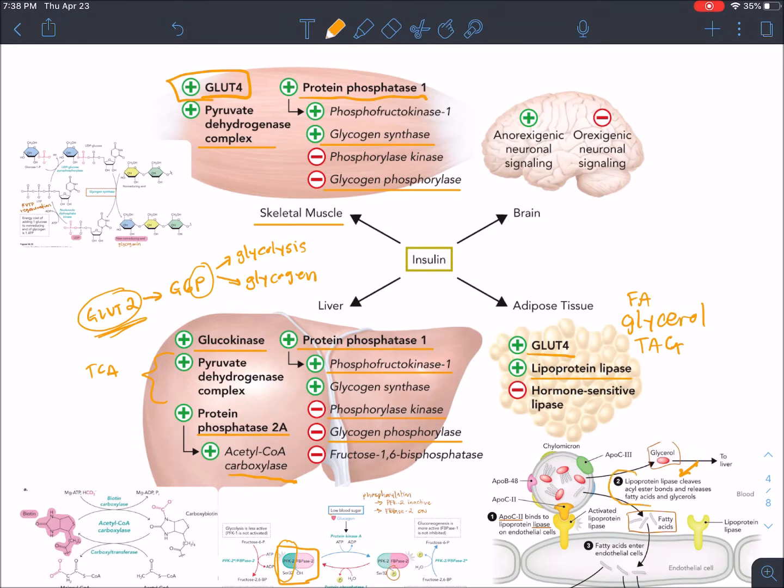You can see right here, this is how it works. On the other hand, hormone-sensitive lipase, indicated here, is inhibited, leading to decreased fatty acid release. And then, like I said earlier, insulin signaling in the brain causes you to have a loss of appetite, otherwise known as anorexigenic neuronal signaling.